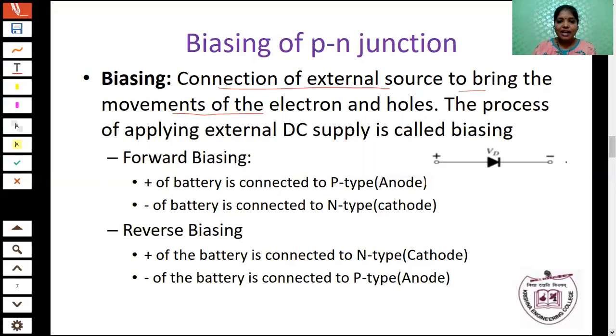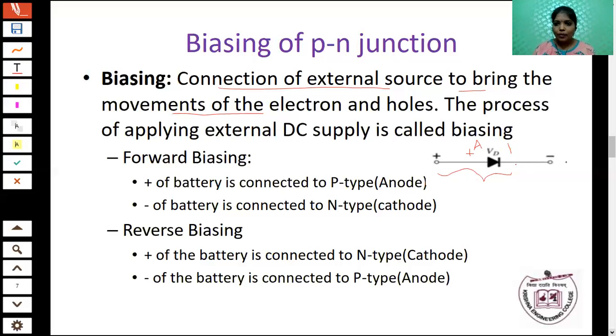The biasing is classified into two types. One is forward biasing, the second one is reverse biasing. Here this diagram shows the symbol of the PN junction diode. This side is the positive terminal, which we call the anode. That is the P-type material terminal. The N-type material terminal is called the cathode, which is negative. So this is the symbol of the PN junction diode.